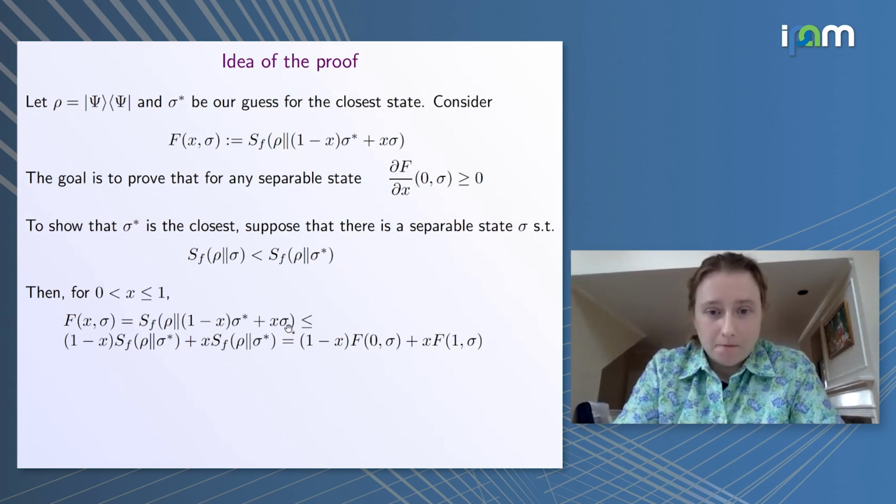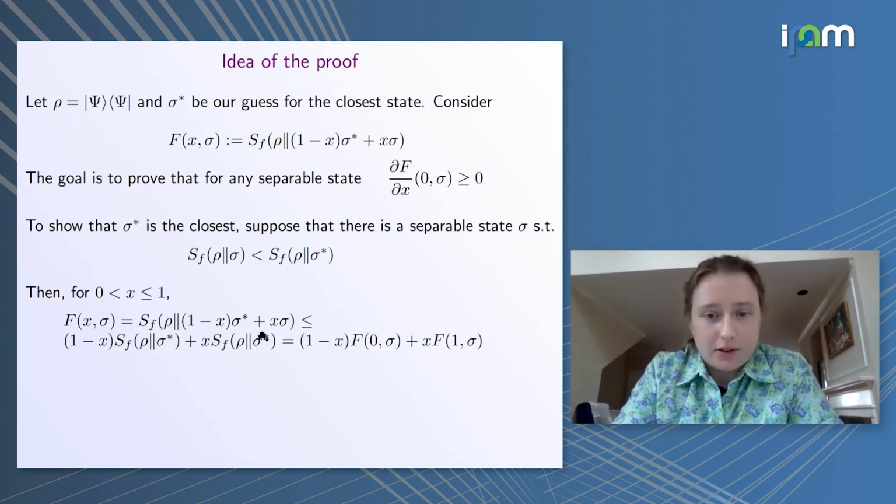And if you calculate it, it's upper bounded since it's convex in the second argument. So it's going to be 1 minus x times the relative entropy between rho and sigma star, and rho and sigma, forget about this, rho and sigma. So this is going to be 1 minus x times function f at 0 sigma and at 1 sigma. So there is no star here, my bad.